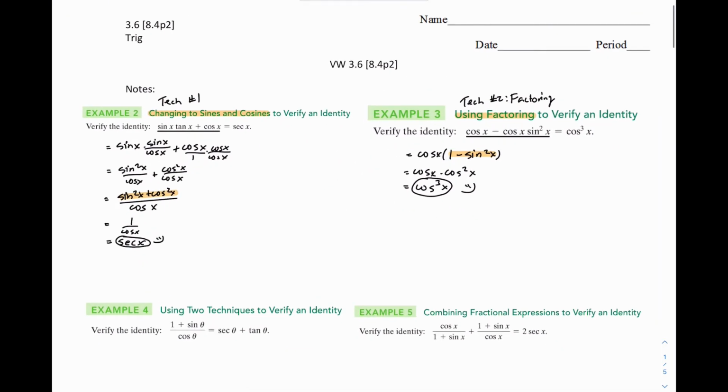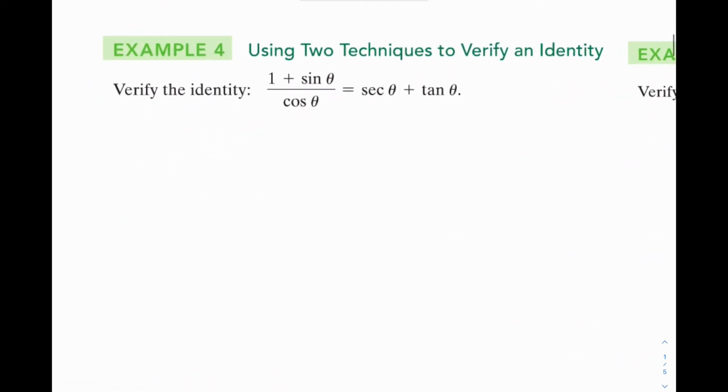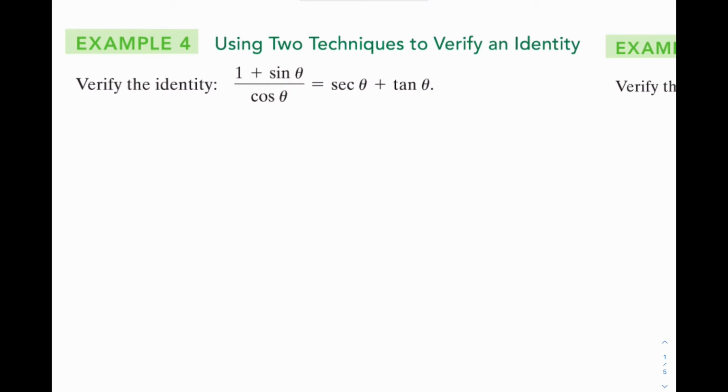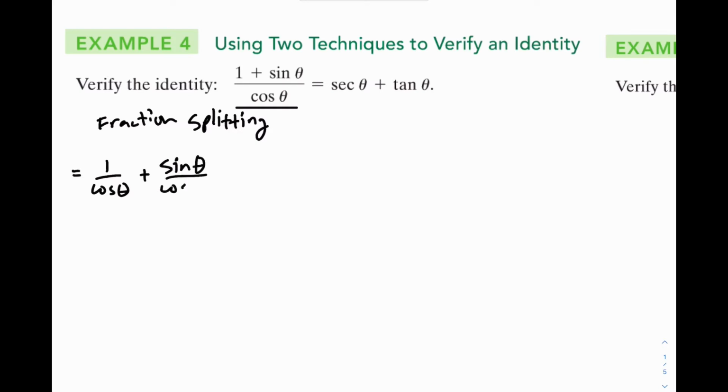Okay, so first 2 examples, not too bad. Example 4. So this says we have 2 techniques. So to illustrate this, we'll do the left and the right. We'll start with the left side. The left side is a pretty cool technique. I call it fraction splitting. That's when we're going to take this fraction and split it. So we have 1 over cosine plus sine over cosine.